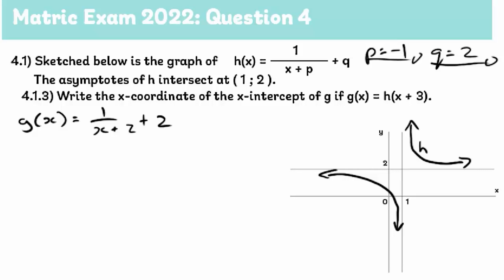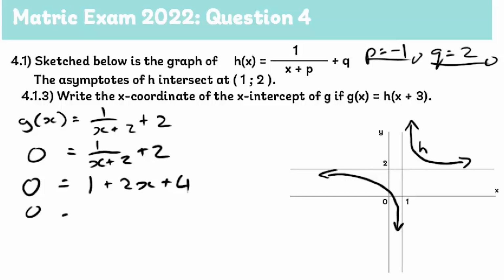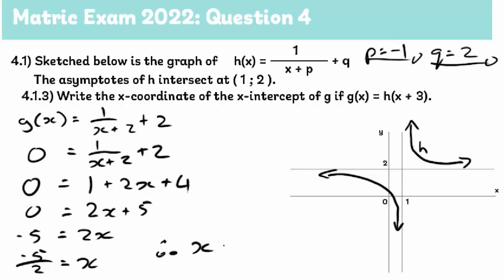How do we get the x coordinate? We make y 0. Put that over x plus 2, plus 2. How do we get rid of the x plus 2? We multiply everything by x plus 2. 0 times x plus 2 is 0, which equals 1 over x plus 2 times x plus 2, which is 1. And then we get 2x plus 4. 0 equals 2x plus 5. Take the 5 across, you're left with 2x, and then you take the 2 across, and you're left with x. Therefore, the answer is x is equal to minus 5 over 2.